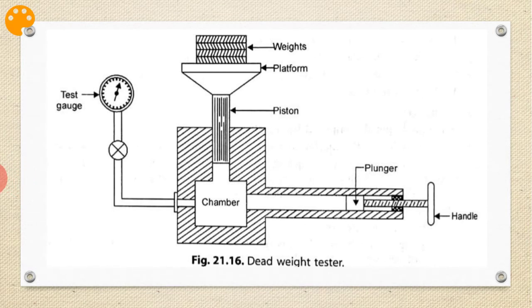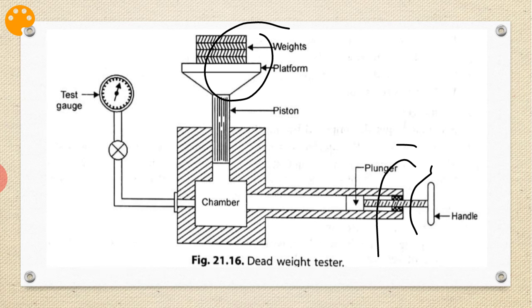Then the pressure is varied by forcing the plunger in. By rotating the handle, the pressure is developed. The movement of the handle is continued till enough pressure is built up to lift the piston weight combination. Under this condition the piston weight combination floats freely. Thus the equilibrium is established.